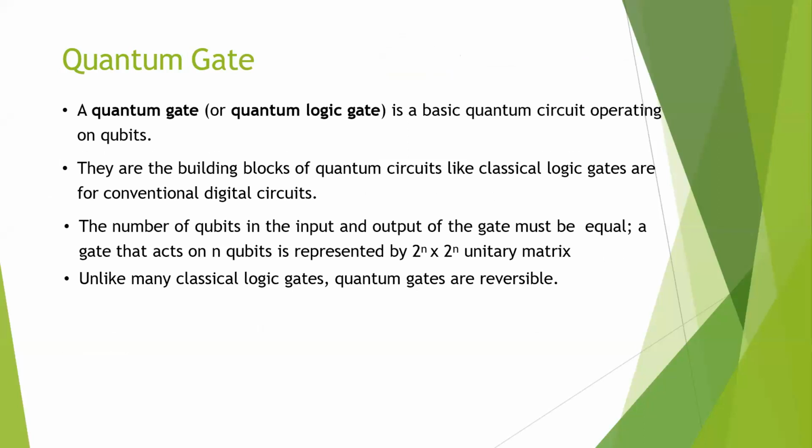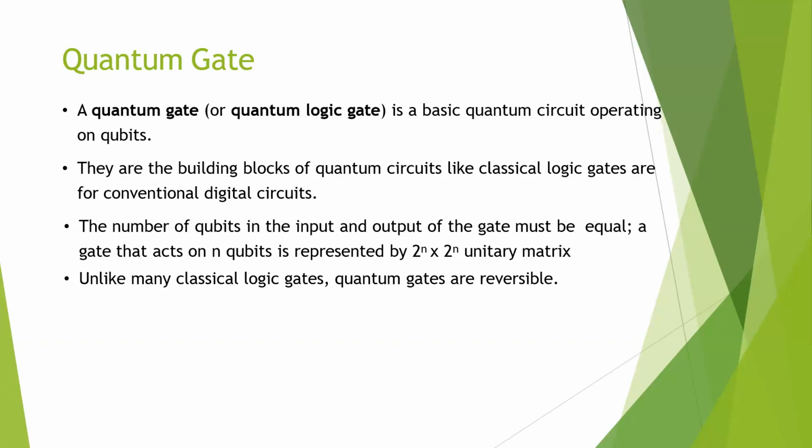Now let's start building the foundation of quantum computing by introducing quantum gates. These are the building blocks of quantum circuits, analogous to the logic gates we encounter in classical computing. However, quantum gates wield the power to manipulate qubits in ways that classical gates only dream of, thanks to the principles of superposition and entanglement. A quantum gate, or quantum logic gate, is a basic quantum circuit operation on qubits. They are the building blocks of quantum circuits, like classical logic gates are for conventional digital circuits.